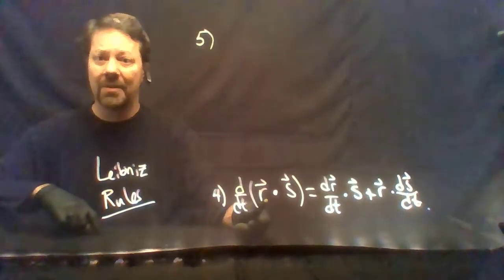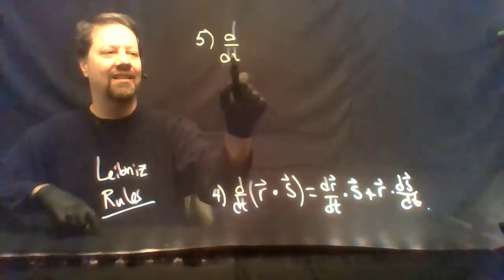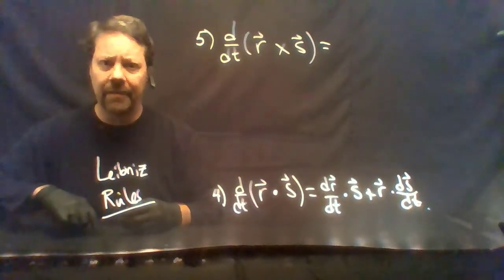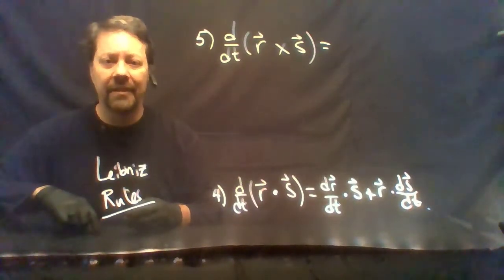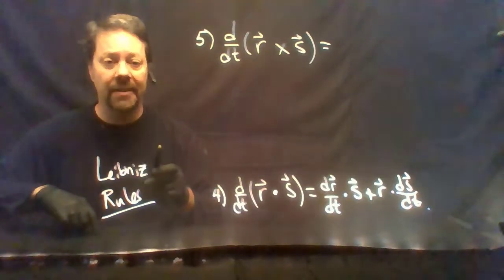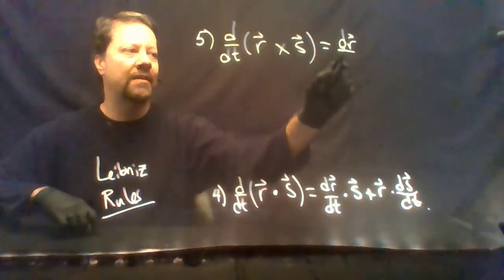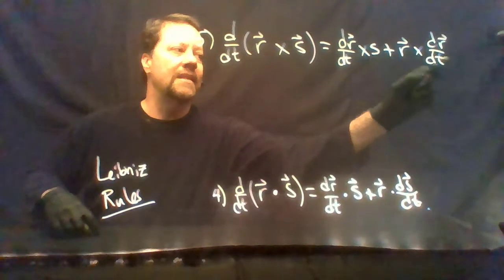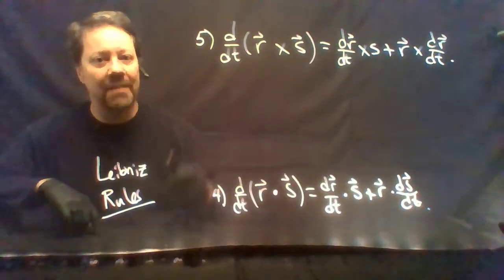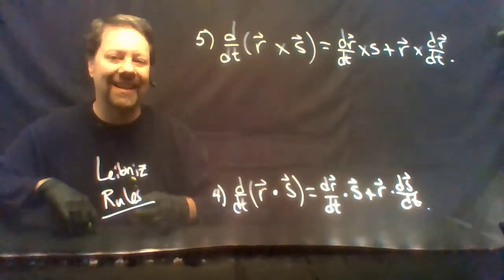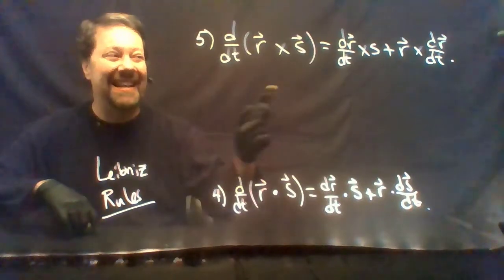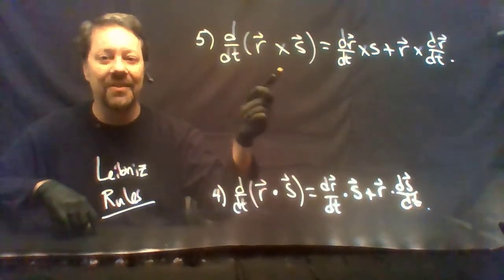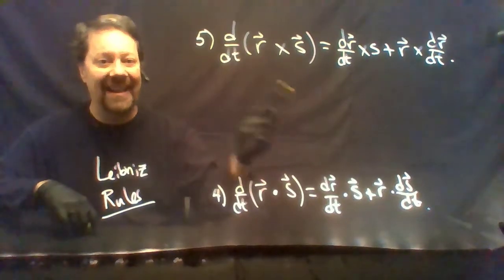What about the cross product? On this one, you need to be careful. The cross product is not commutative. So the order in which you write the factors makes a difference. It must be in the form dr/dt cross s plus r cross ds/dt. So caveat discipuli, let the student beware. Write it in the correct order. You should have remembered the product rule in this order from Calculus 1. If you didn't, go back and memorize it in this order. For non-commutative products, it has to be in this order.